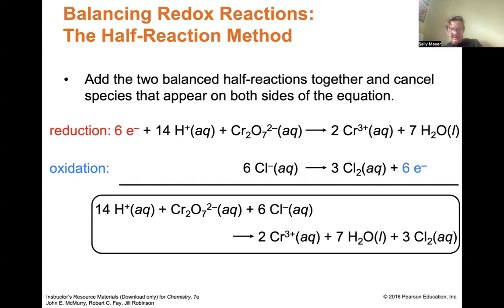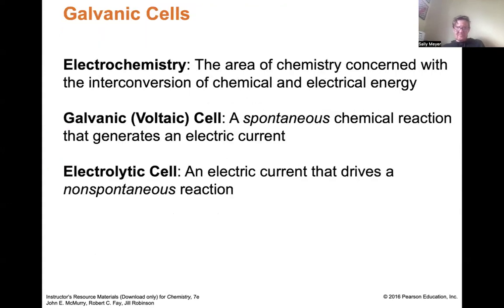Once you do that, you're going to add it up. You're going to cancel things that are the same on each side. So we can cancel the 6 electrons, and we're left with that balanced reaction. Your last step should always be to check to make sure it's balanced. If the elements are balanced, reactants to products, and if the charges are the same overall on the reactant side and product side, you pretty much can be confident that you balanced it right.